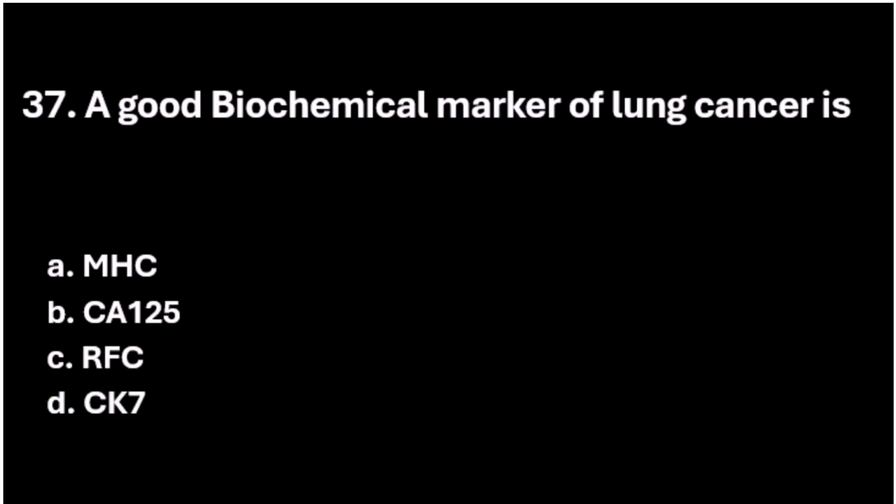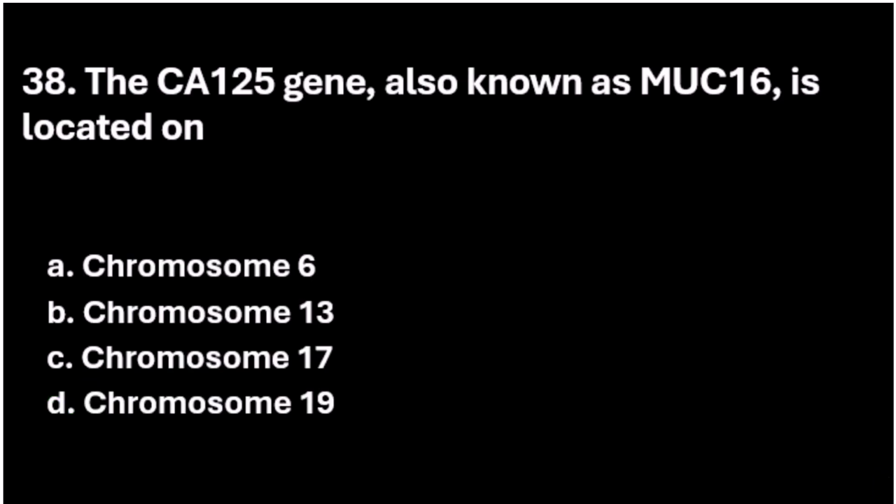Next question. A good biochemical marker of lung cancer is: option A, MHC; option B, CA125; option C, RFC; option D, CK7. The right answer is CK7. CK7 is the good biochemical marker of lung cancer. CK7 for lung cancer. Next question.